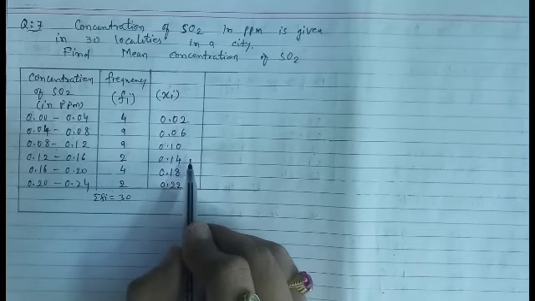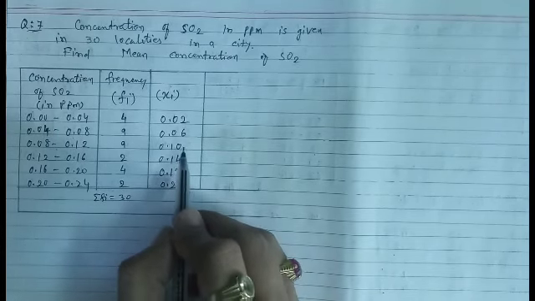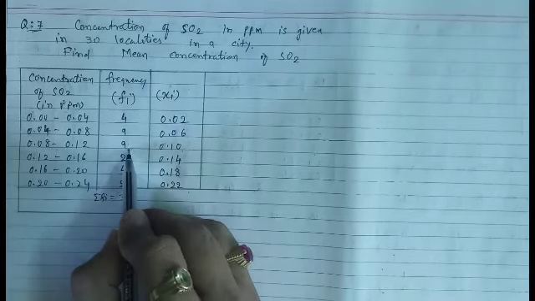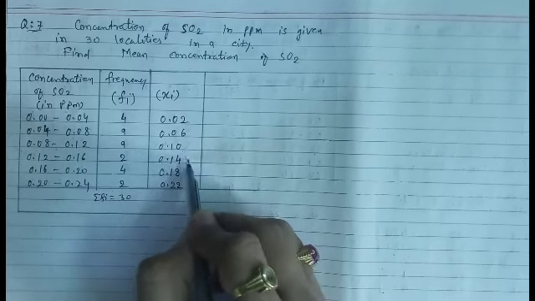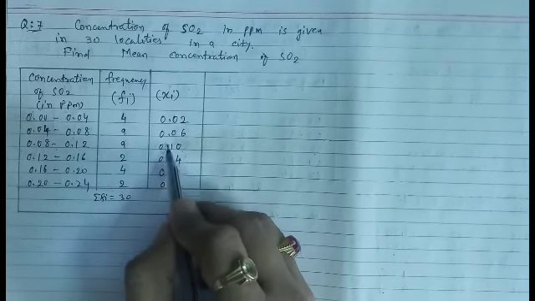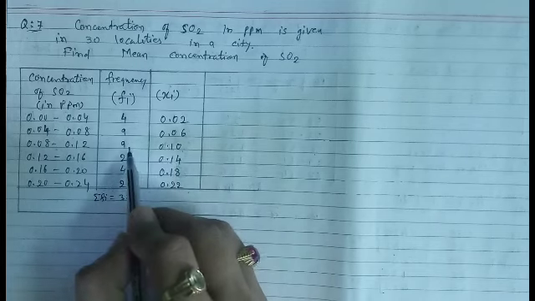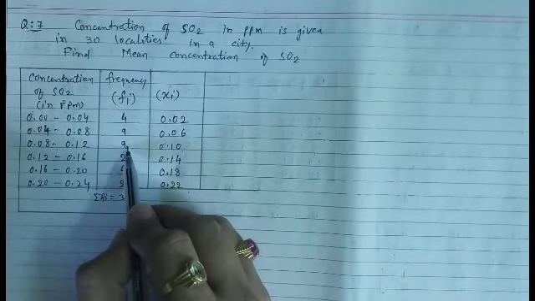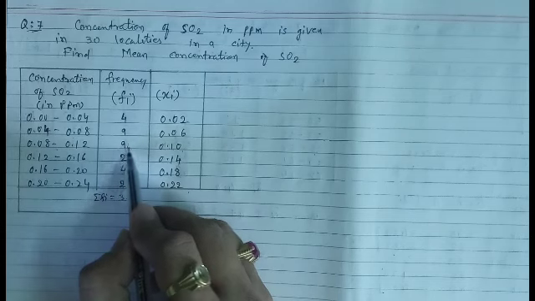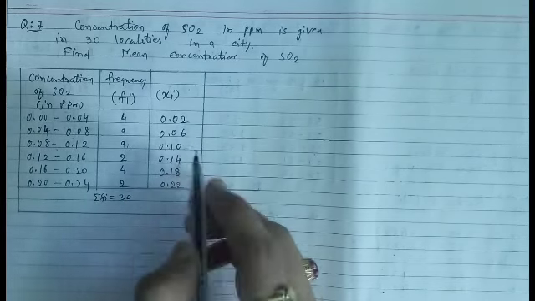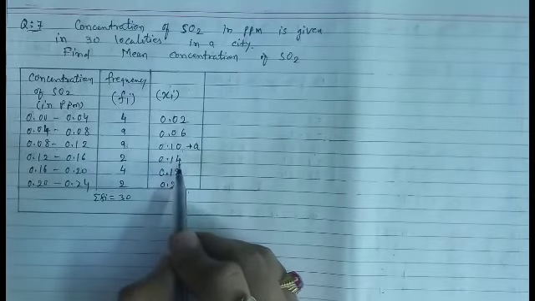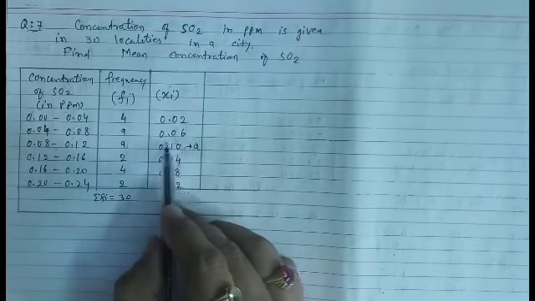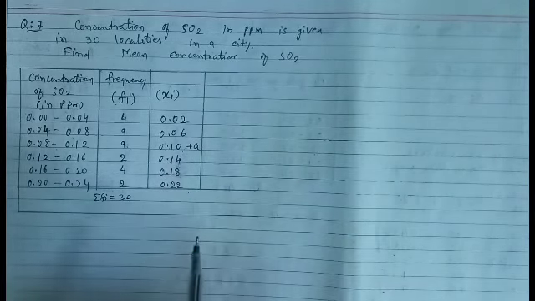But the more preferable value is the value which has higher value of Fi. Here we get 0.10 and 0.14 as the middle values. Out of these two, 0.10 has larger frequency Fi, because this is 2 and this is 9, this one is greater, so this number will be assumed as A. If some student assumes 0.14 as A, even then you will get the same answer. You can assume any of these two as A.